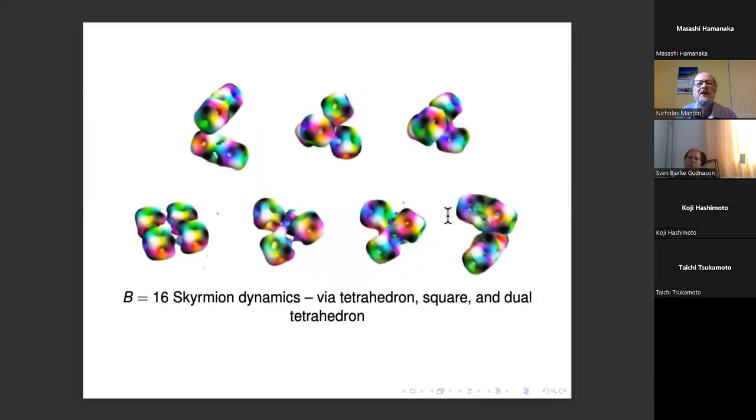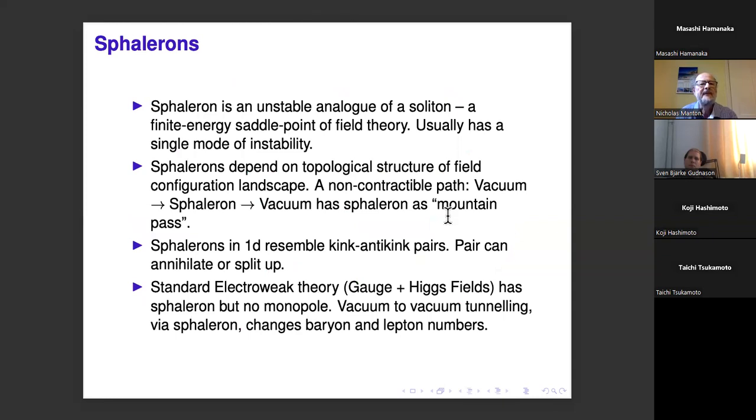And here's some more complicated dynamics of skyrmions with baryon number 16. This is really just to illustrate the complications of topological solitons. They are particle-like. They are often simple shapes, spherical in 3 dimensions. But once they interact and you've got lots of them, the dynamics is very complicated, as in particle physics you expect. So I won't describe the details of this. Now, let me give an outline of what I mean by sphaleron.